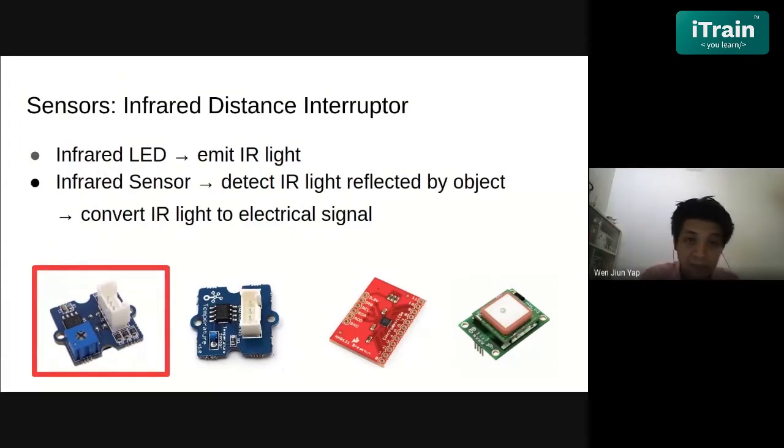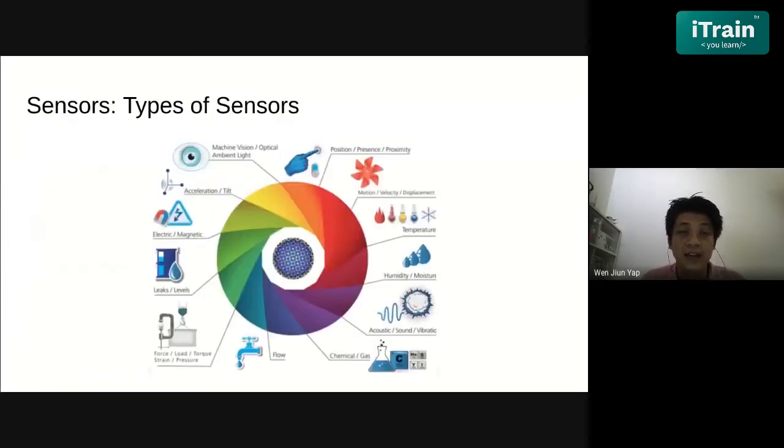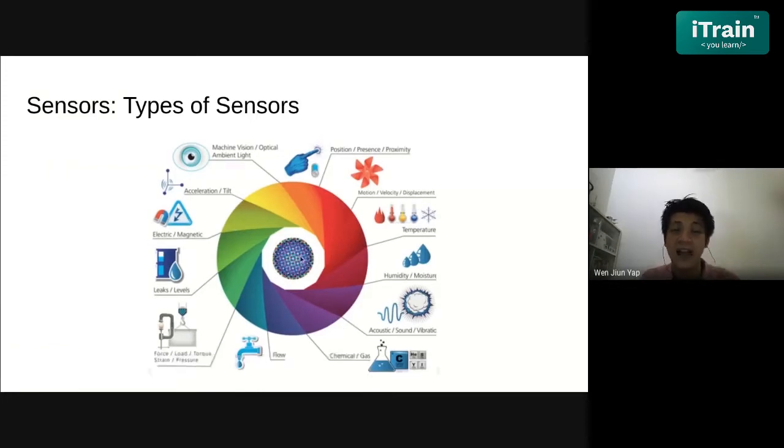Next, let's go to the types of sensors that are common or useful in certain scenarios. You can see this diagram. The reason they put the colorful rainbow there is just to give you an idea that there is a wide spectrum of sensors you can use. Anything you can think of, there is probably a sensor that can detect it. For example, one sensor I didn't know existed can detect the water level, whether it's flooding or not.